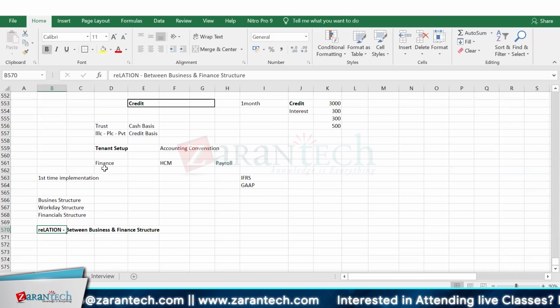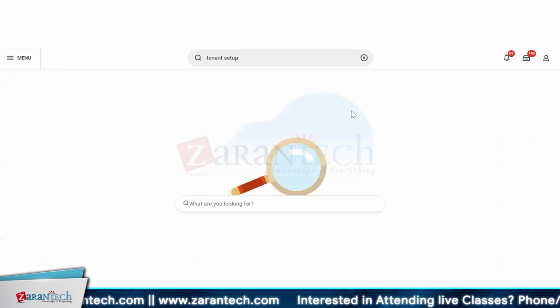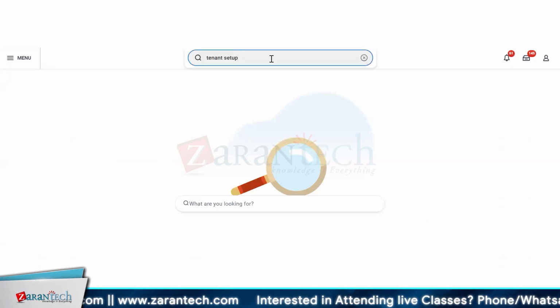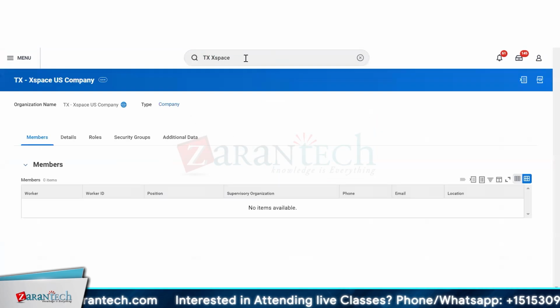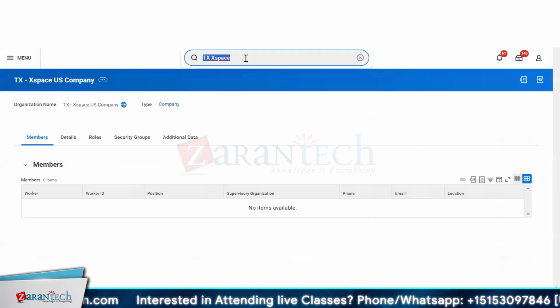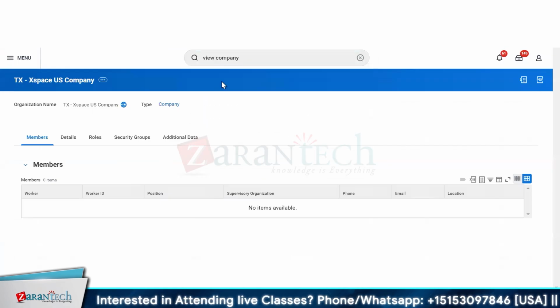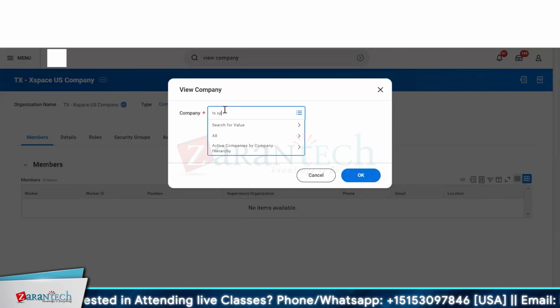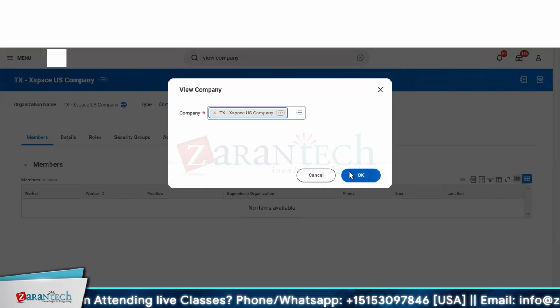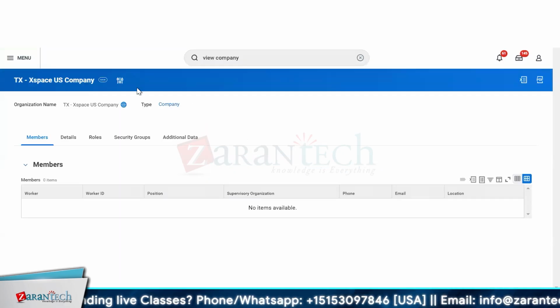How are we going to do it in Workday? So go to the system and open up your company. My company was TX space. My company is now here. I can directly search for my company, or I can find my company, view my company. The same page will open. New company is a report. Here you can see the same page is open now.